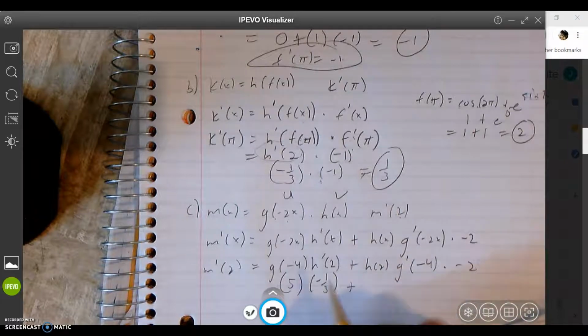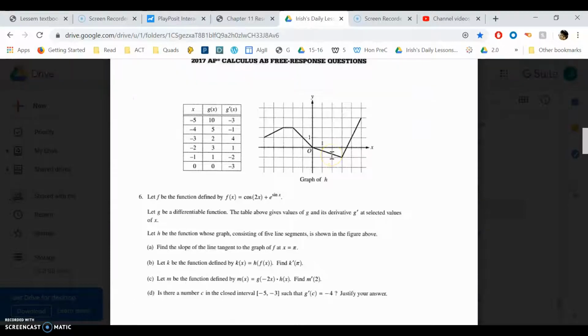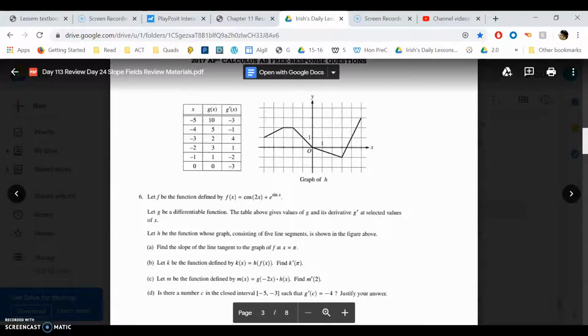So h of 2. Right here. What is that? We got to get h of 2 right there. So this line right here, I'm going to find 2. The y-intercept is 0 and the slope is -1/3. So watch what I do. No problem.